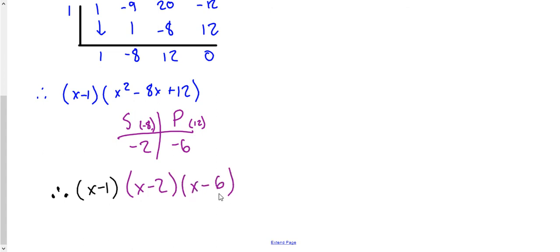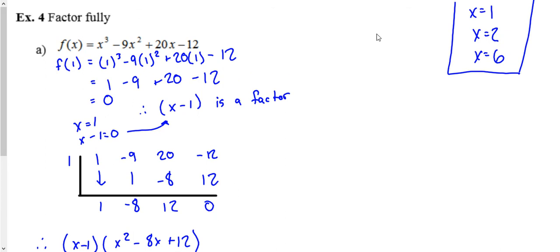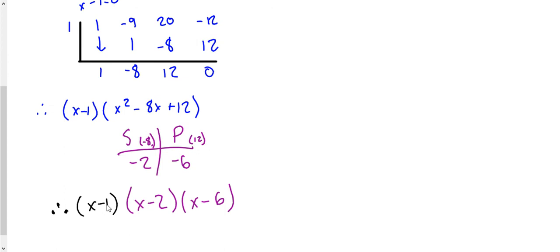And there we go. We have all three factors, and all three, once you multiply it all together, will build and get you back to your original function. And of course, if you take a look at the very top here, just to double check our calculator, we had x equals 1, 2, and 6. 1, 2, and 6, and if I scroll back down, here's my 1, there's my 2, and there's my 6.